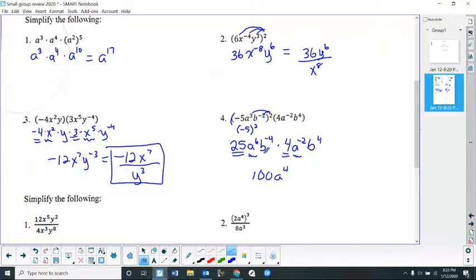And then I'm going to add b to the negative fourth and b to the fourth. That's 0, so they cancel out. B to the 0 is 1. 1 times 100 is 100, so you're done. So this is your final answer for that one.